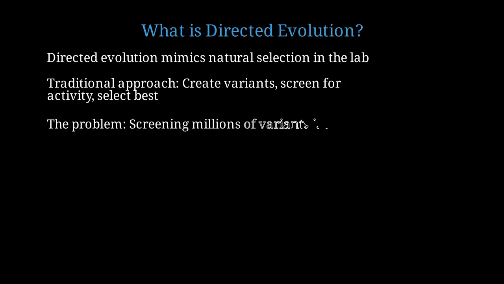But here's the fundamental problem. If you want to screen millions or billions of enzyme variants, traditional microtiter plate methods are impossibly slow and expensive. A single 96-well plate takes hours and costs dollars per sample. This is where droplet microfluidics comes in. It's a revolutionary technology that changes everything about how we conduct directed evolution experiments.